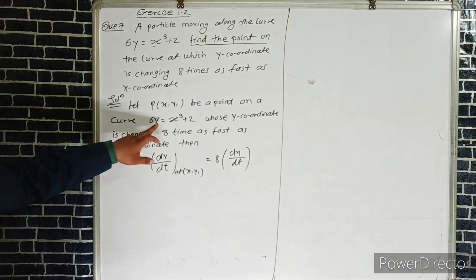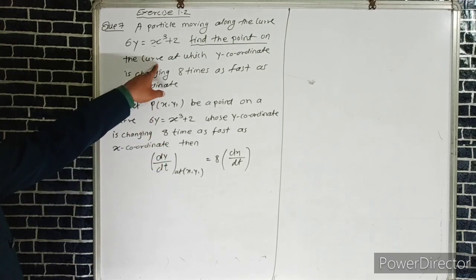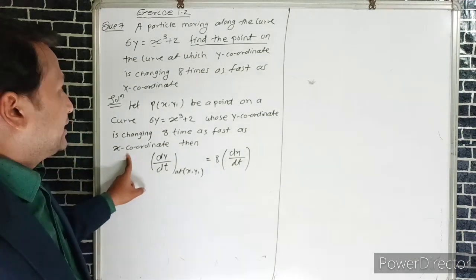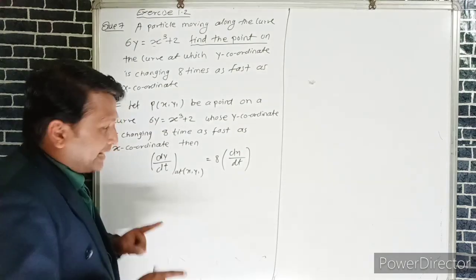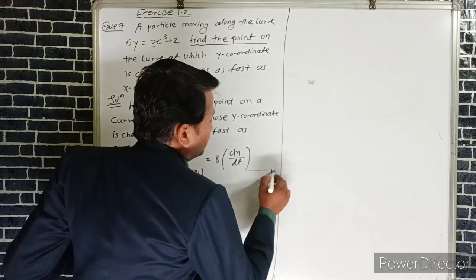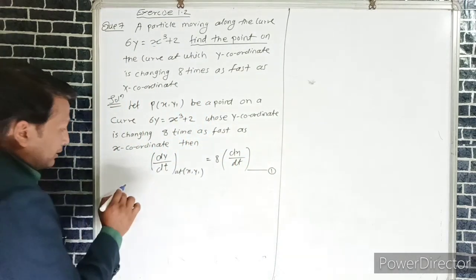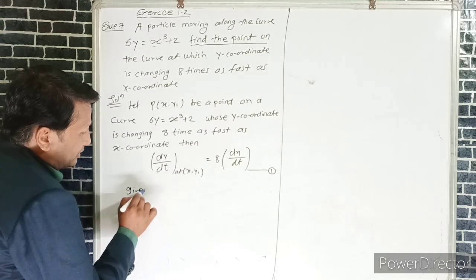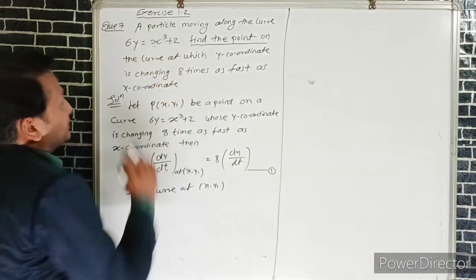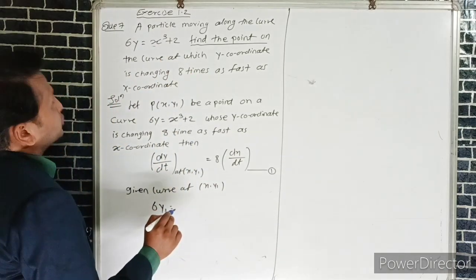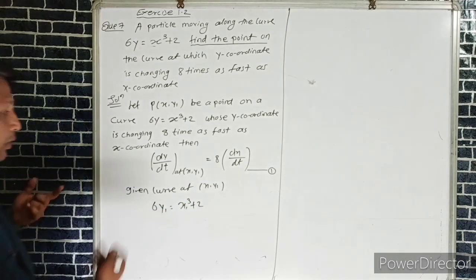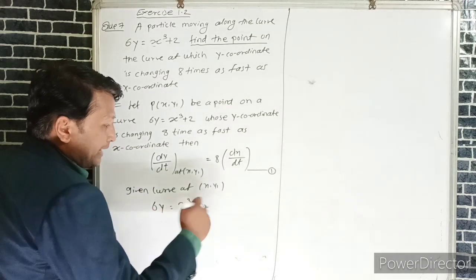The given curve 6y equals x cube plus 2, whose y coordinate is changing 8 times as fast as the x coordinate. Then by the given condition we can say that dy by dt at the point (x1, y1) is equal to 8 times dx by dt, which is equation number 1. So we can write the given curve at (x1, y1) as 6y1 equals x1 cube plus 2, or 6y equals x cube plus 2.